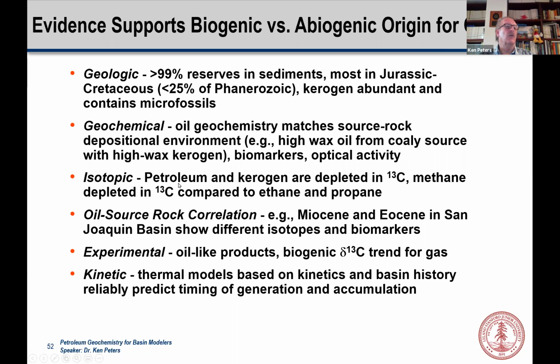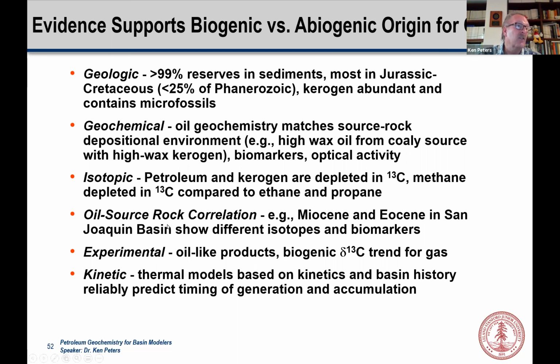Isotopic evidence, I think, is very strong. Petroleum and kerogen are depleted in carbon-13. Methane is depleted in carbon-13 compared to ethane and propane. That can only occur as a result of a cracking process rather than a polymerization process, as some people would like to see under abiogenic synthesis of gases and oil.